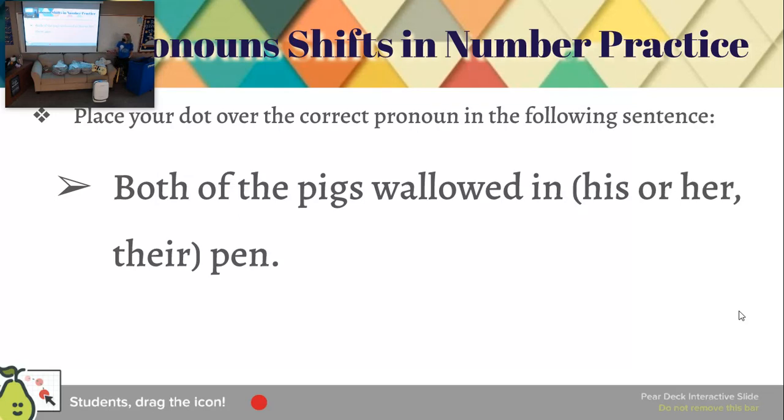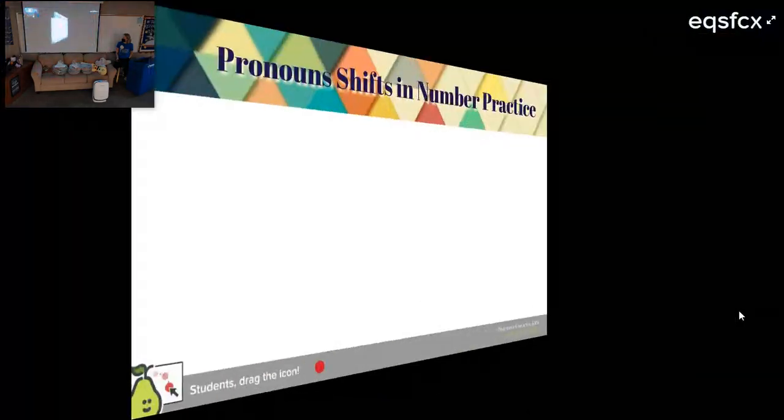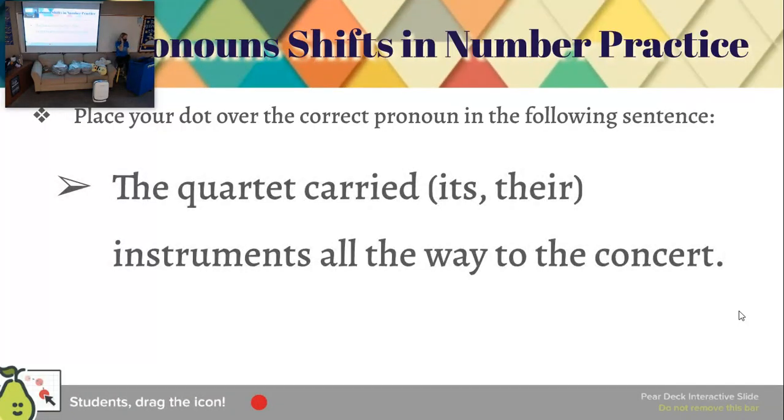There. "Their" is our plural. That matches our plural antecedent. Nice job. You guys are getting a lot better at this. All right, try this one. Be careful and think it through.